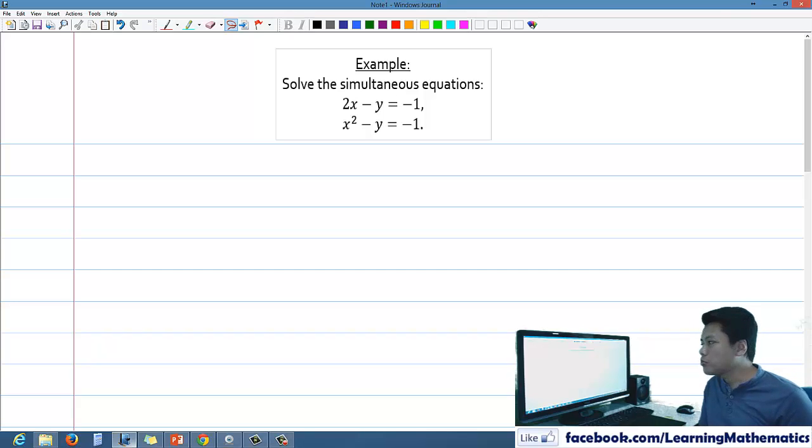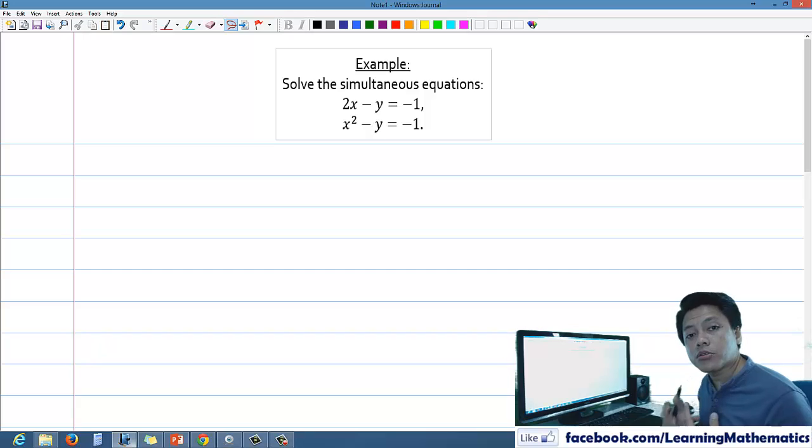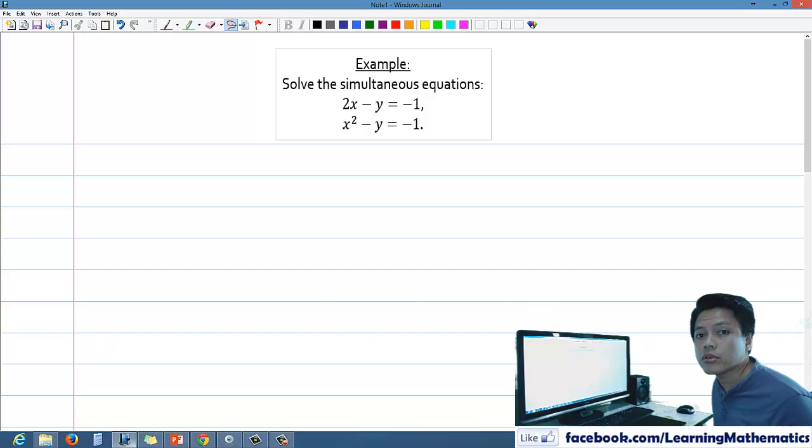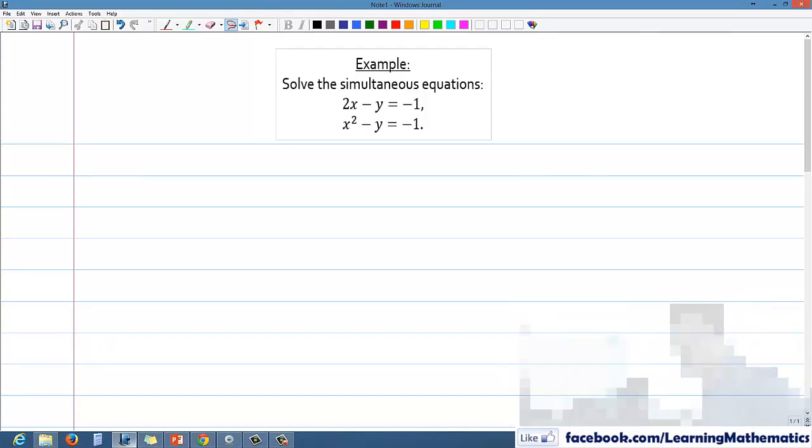We are given two equations. One is a linear equation, another is a non-linear equation, and we are here to solve a simultaneous equation problem. So let's try to do that using first the elimination method, and then we're going to continue with the substitution method.